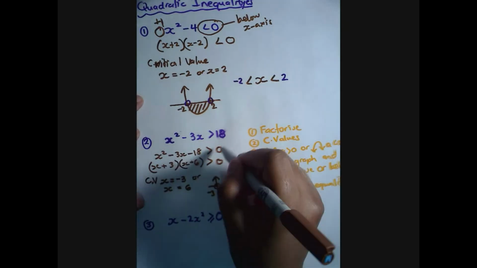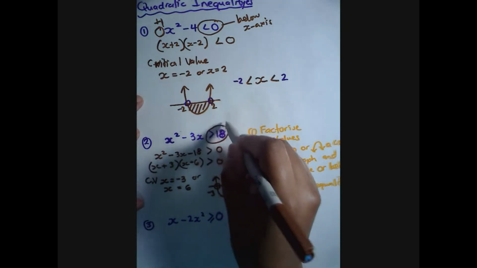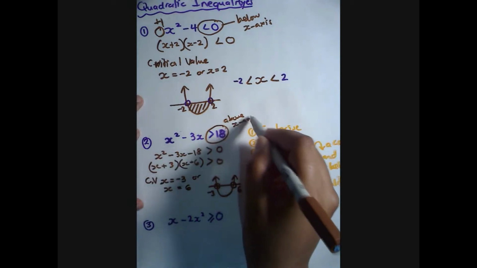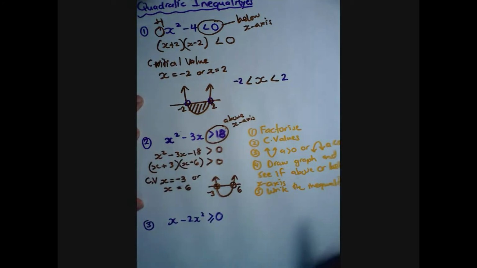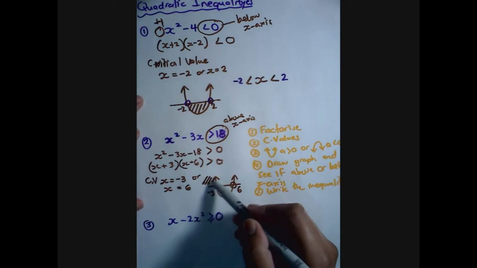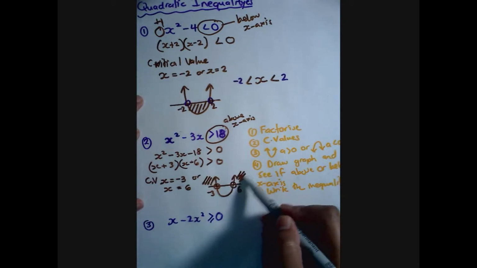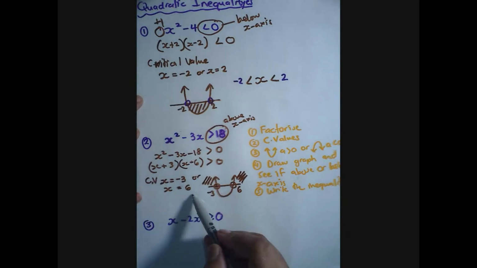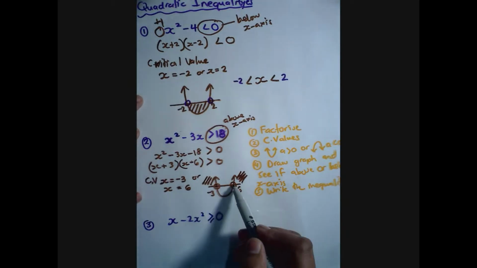If it's greater than 0, it means above the x-axis. Then you're going to have above the x-axis. So what's your final answer going to be? Above the x-axis, you have to look here. This is above the x-axis. This is above the x-axis. This is below the x-axis. So my answer has to be less than minus 3, or more than 6.